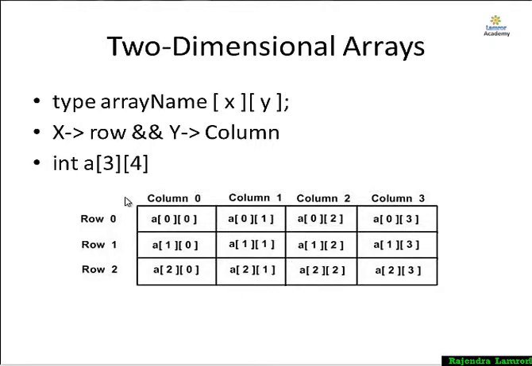If you want to assign or retrieve the value of the first element of this array, it is A[0][0]. If you want the last element of the array, it is A[n-1]. I have already told you that the array depends on the index, and the index goes from 0 to n-1. So the last value of the array is A[2][3].